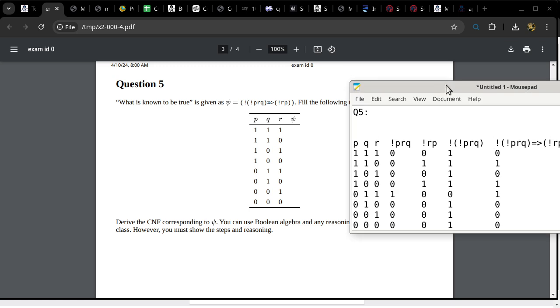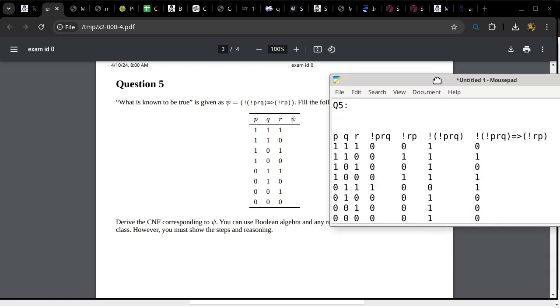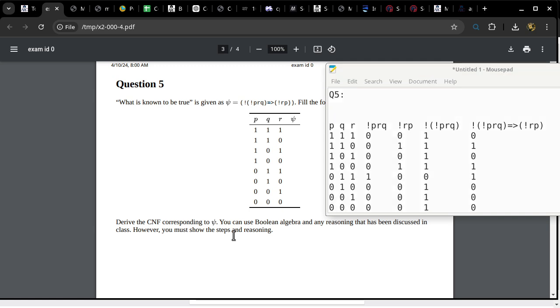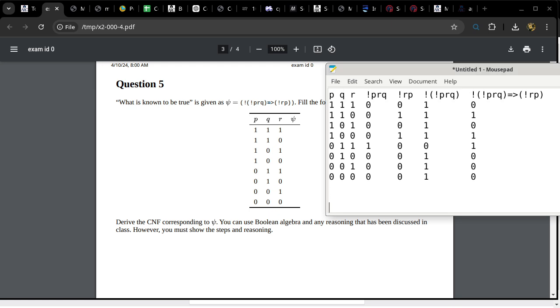Filling in the truth table is the first part. The second part of the question says derive the CNF corresponding to psi. You can use Boolean algebra and any reasoning that has been discussed in this class, but you must show your steps. Okay, so I'm just going to use Boolean algebra here. When I use Boolean algebra, I prefer my variables to be in order. So P, Q, R is going to look like that, and implies P and not R.